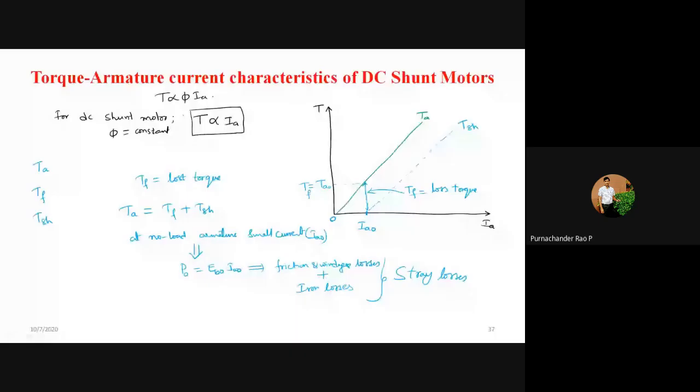Is it clear? So what are the torque versus armature current characteristics? This is the torque versus armature current characteristic, giving you a linear relationship. This is also a line, but it is not passing through the origin. The shaft torque TSH is a straight line, but it is not passing through the origin, while your gross torque TA will be passing through the origin.